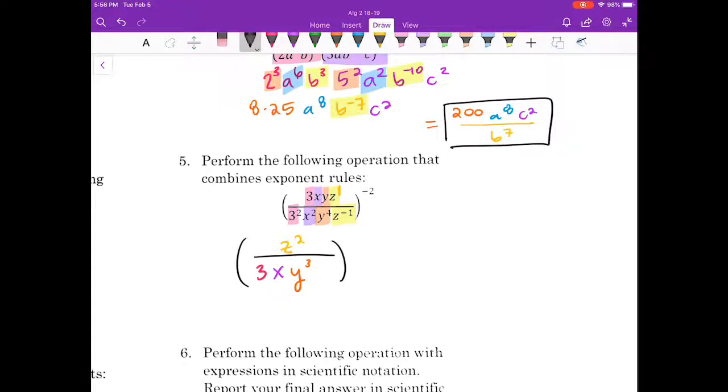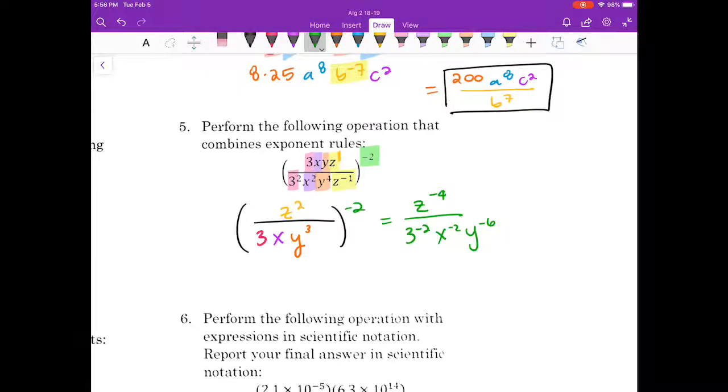From here, we need to take all of this raised to the negative second power. So we're going to go ahead and distribute that. So I have z to the negative fourth over 3 to the negative second, x to the negative second, y to the negative sixth, because we multiply those exponents. Everything has a negative exponent, so everything needs to move either to the top or to the bottom, depending on where it is. So we'll have 3 squared in our numerator, and you know what? That's 9. So 9x squared y to the positive sixth all over z to the positive fourth.